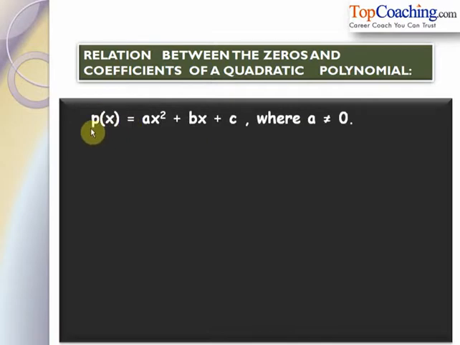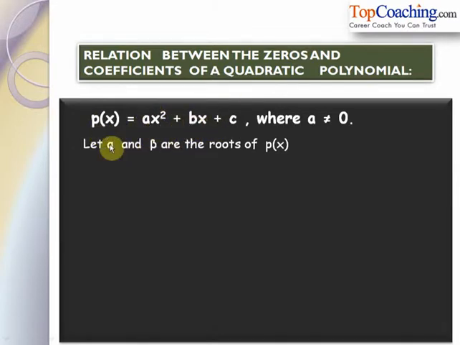Now let us say that p of x equal to ax square plus bx plus c is a quadratic polynomial, where a is not equal to 0. So this is a quadratic polynomial where a is the coefficient of x square, b is the coefficient of x, and c is a constant term. Now let us say that alpha and beta are the roots of this polynomial p of x. This is a quadratic polynomial of degree 2, therefore there would be only 2 roots of this expression.